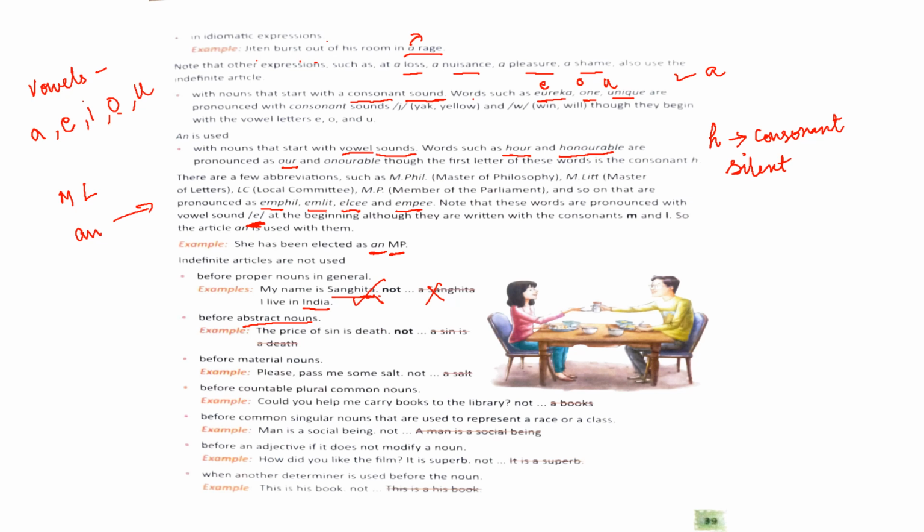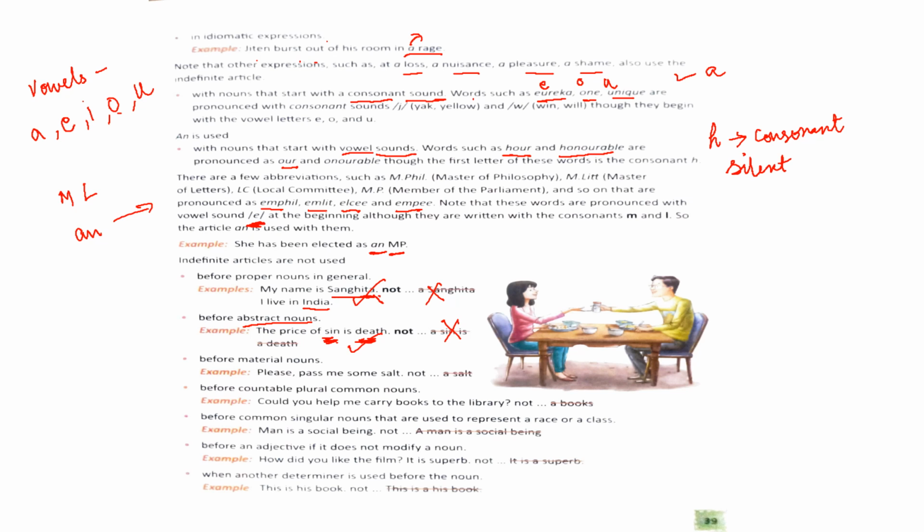See the example: the price of sin is death. Now here sin and death both are abstract nouns. We do not say the price of a sin is a death. That would be incorrect. This one is right. These two are abstract nouns and we do not use indefinite articles before them. So the price of sin is death will be the correct sentence.